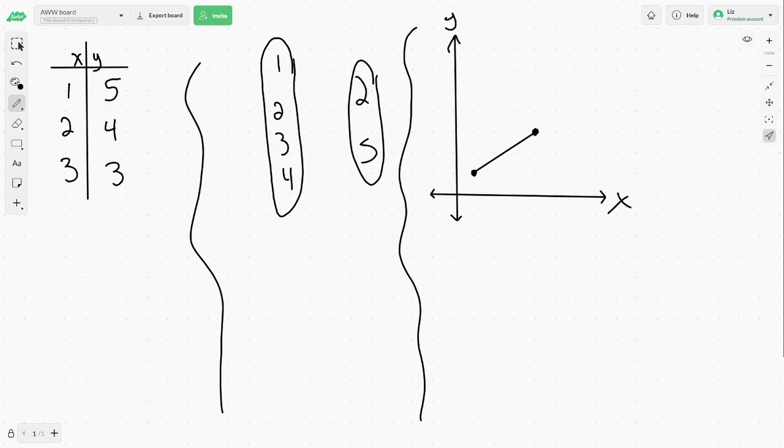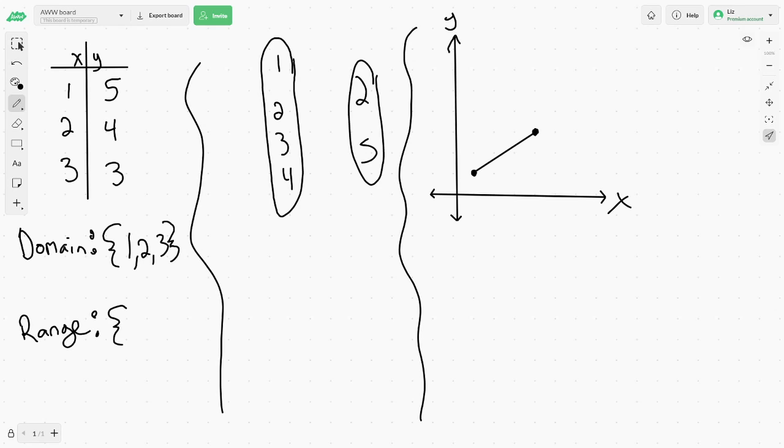Alright, so we're looking for the domain and range of all of these relations. So remember, the domain is the x values, it's your input. So for this one, your domain is just going to be 1, 2, 3. Those are the x values you're given. Range is going to be your y values, 3, 4, and 5. I always put them in numerical order. So it's just that easy.